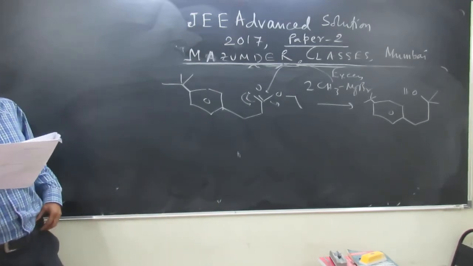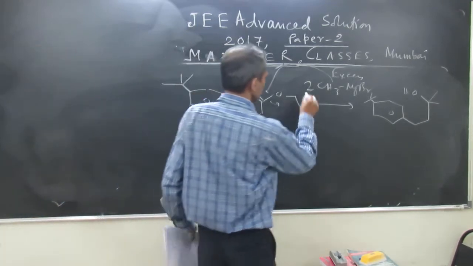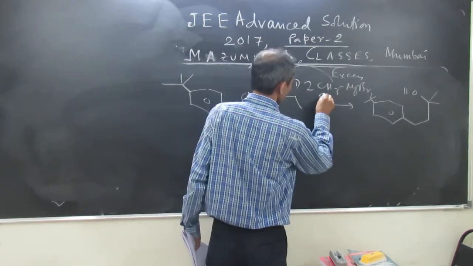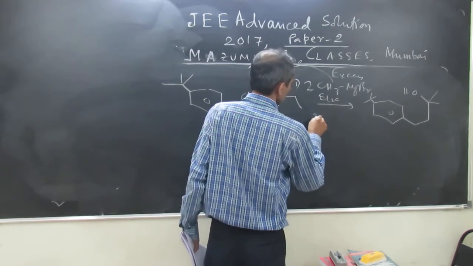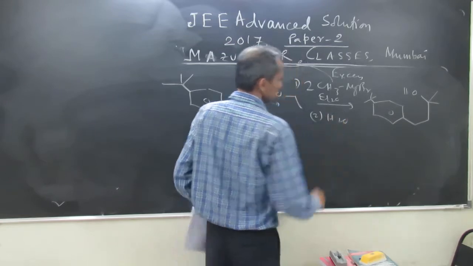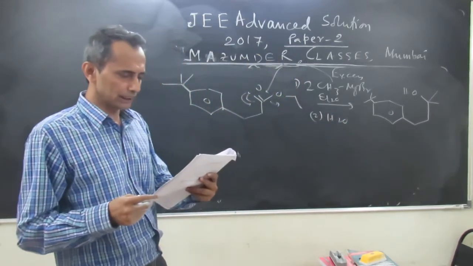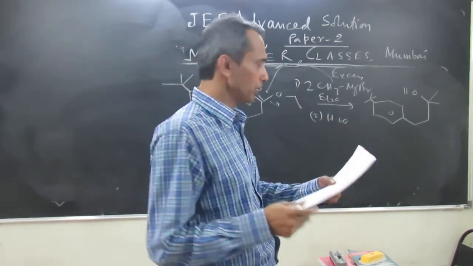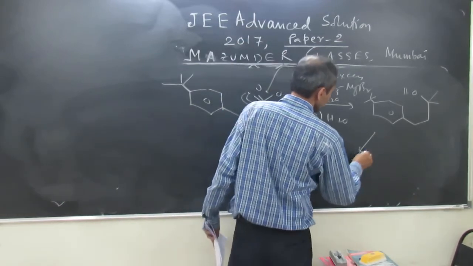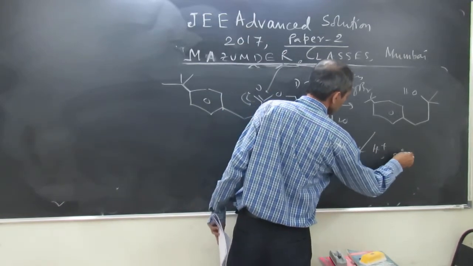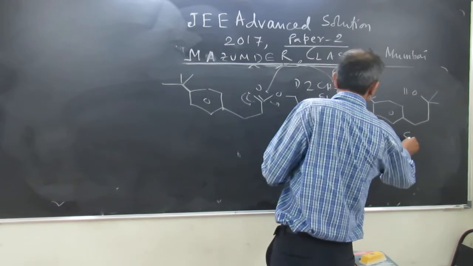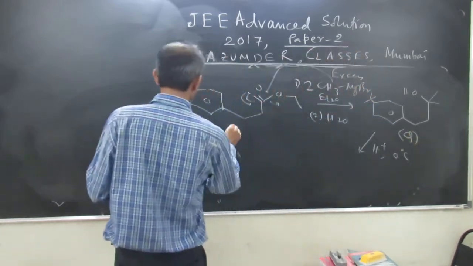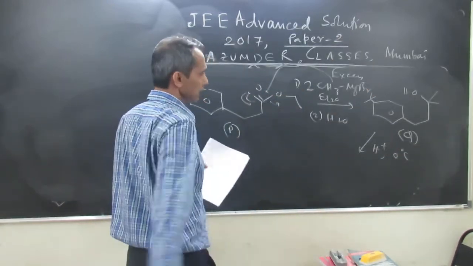So they are saying P with this excess, followed by addition of H2O, and then it is giving you this. After that, what they are saying is that the compound Q on treatment with H plus at 0 degrees centigrade. So this is basically your Q, this is your P, and they are saying H plus at 0 degrees.